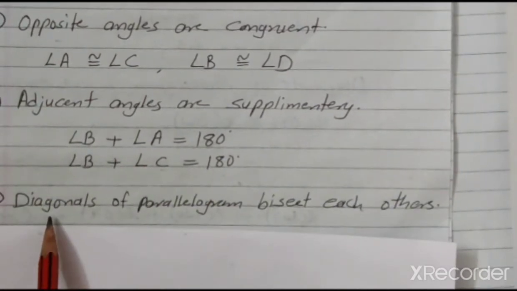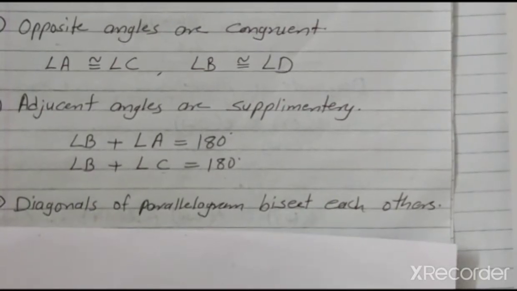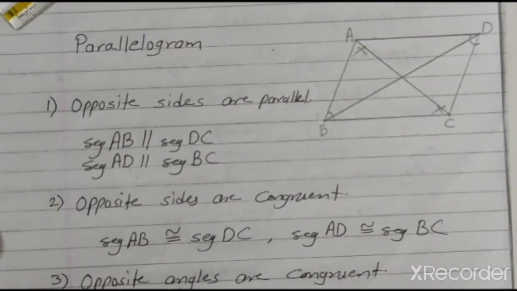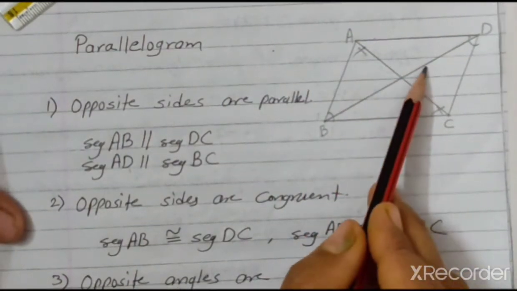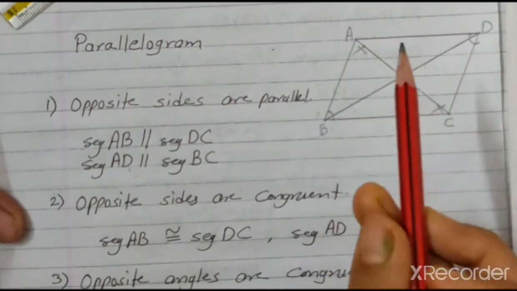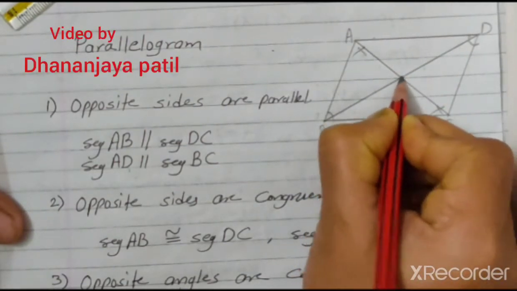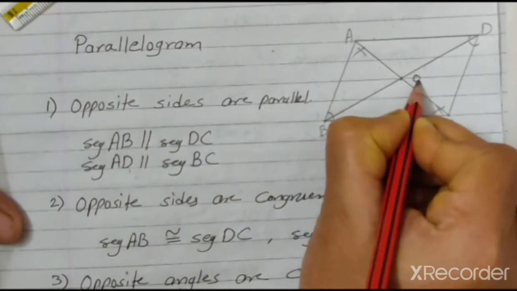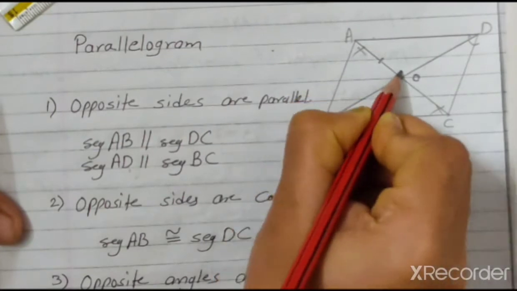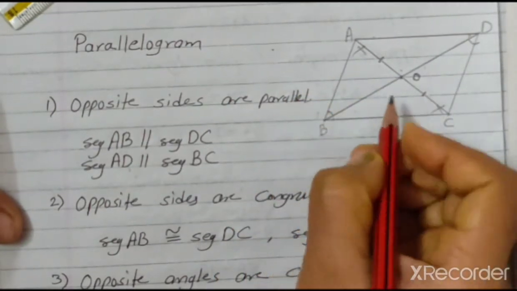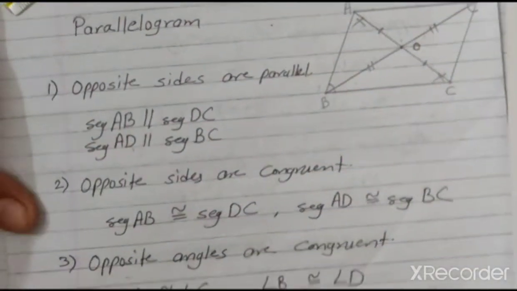And the last property is diagonals of parallelogram bisect each other. Suppose in this figure these are two diagonals. These two diagonals are not congruent but they are bisectors of each other. Suppose these two diagonals intersect at point O. So we can say segment AO is congruent with OC and segment BO is congruent with segment OD.